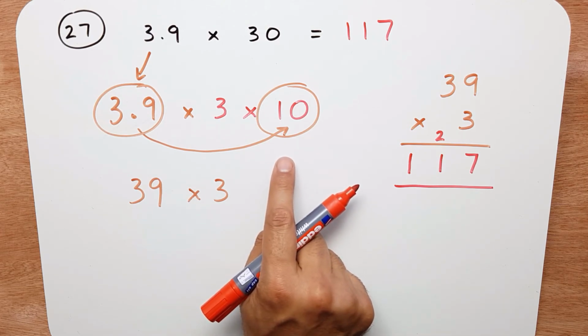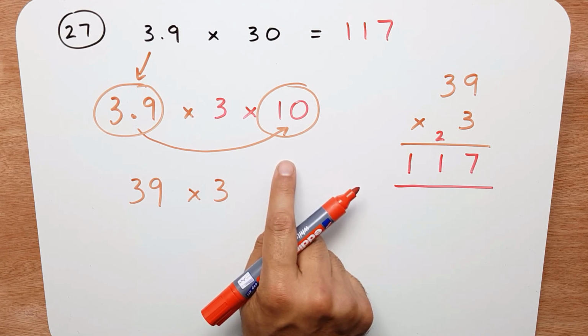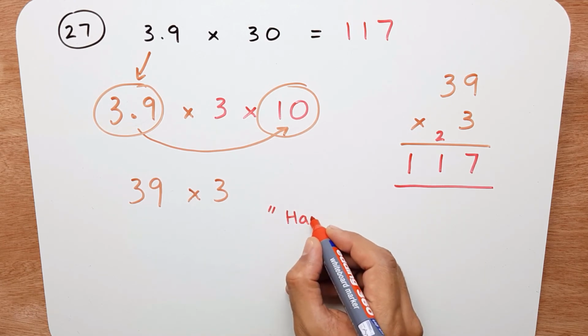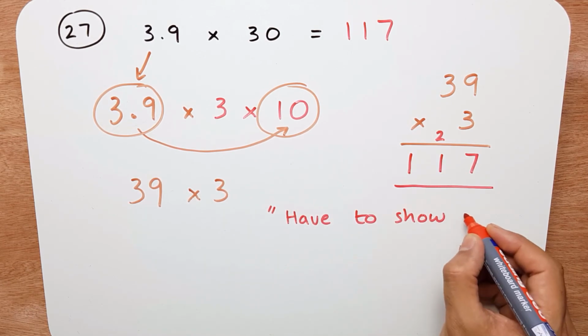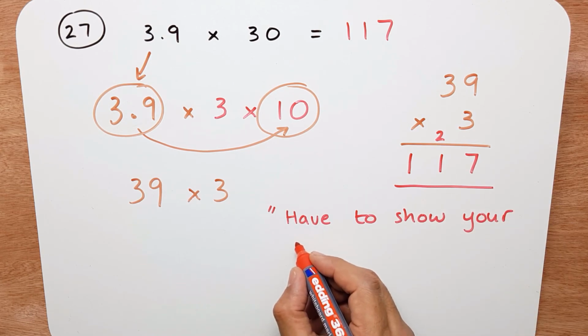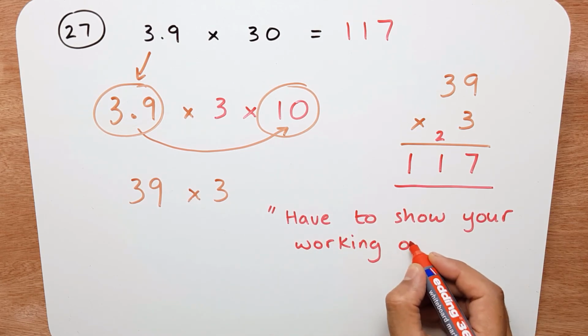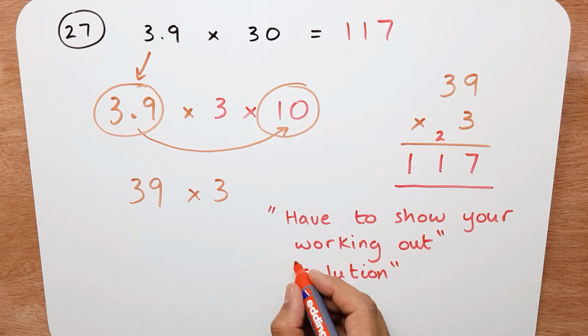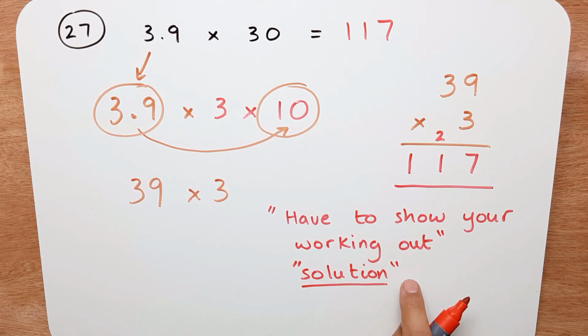So there's not only one way of doing it. There's lots of ways. And what you can do is find one that's comfortable with you, but you have to show your working. Okay? So you have to show your working out. And sometimes they call that your solution. And your teachers will always tell you that, so please pay attention to that. A lot of students lose silly marks for not showing the solution.